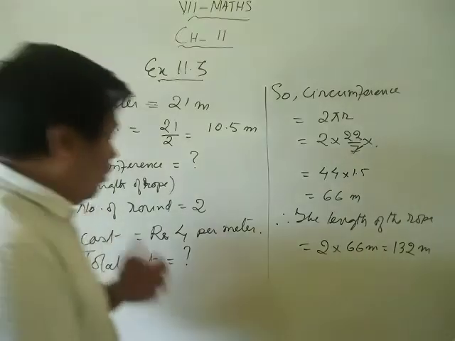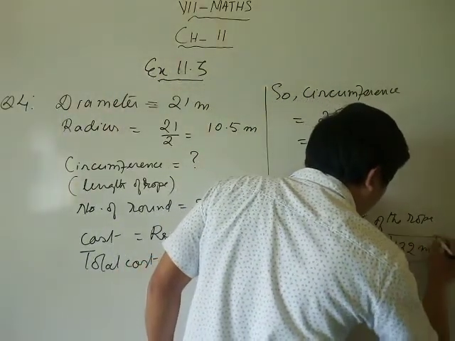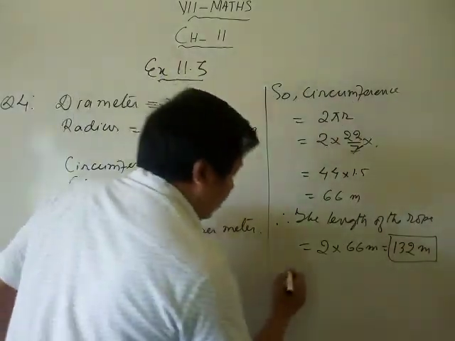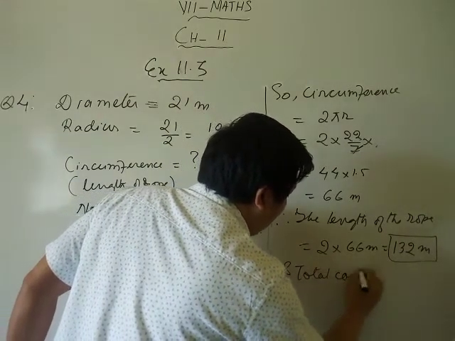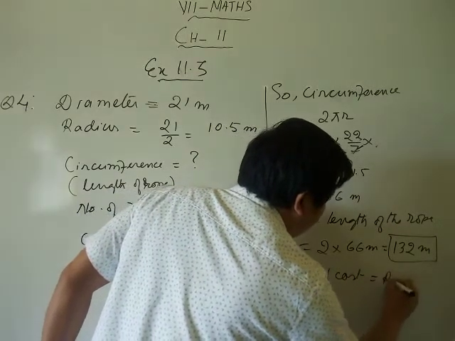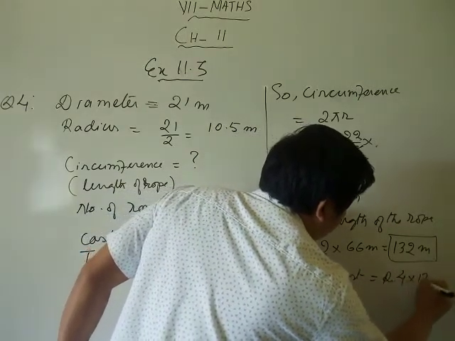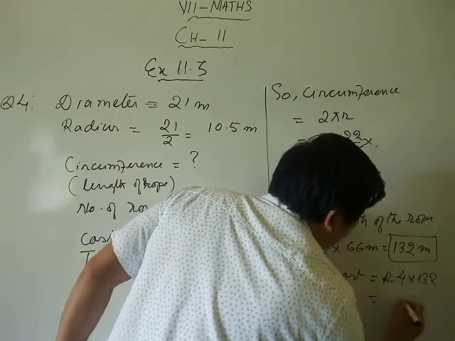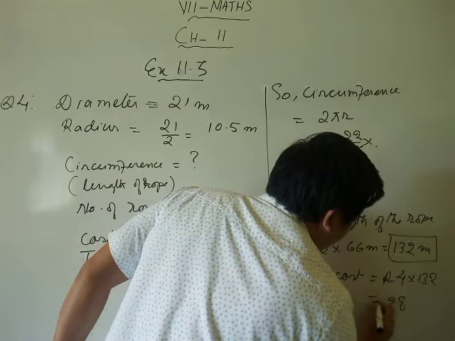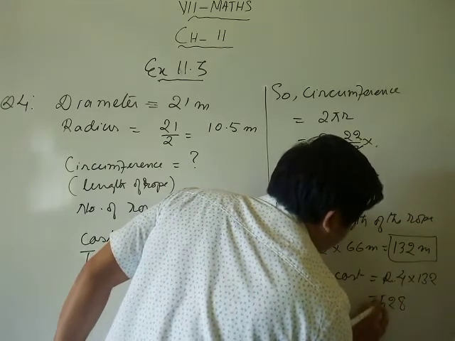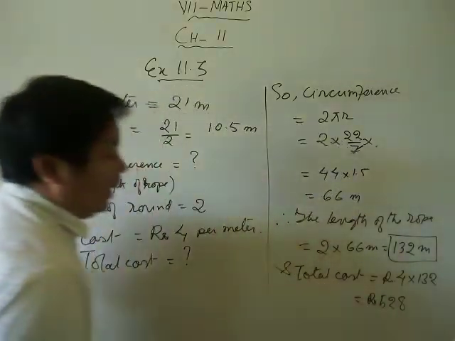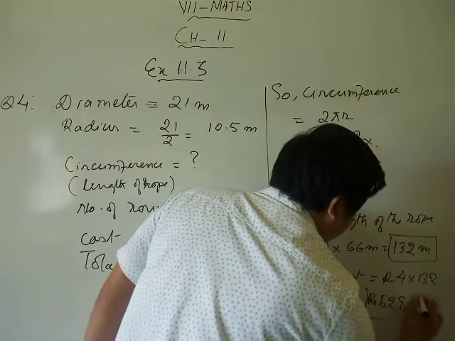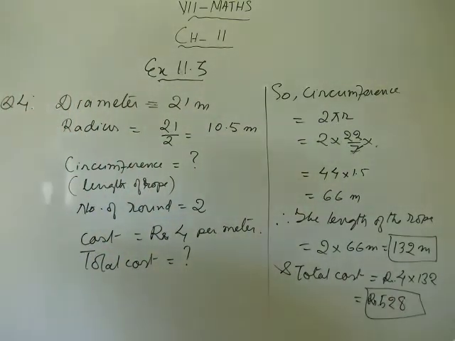So the length of the rod is 132 meters, and the total cost of the rod will be rupees 4 into 132. How much will it be? 4 twos are 8, 4 threes are 12, and 4 ones are 4, plus 1 carried makes 5. So 528 rupees is the total cost. So this is the answer for question number 4. Let us go to the next question.